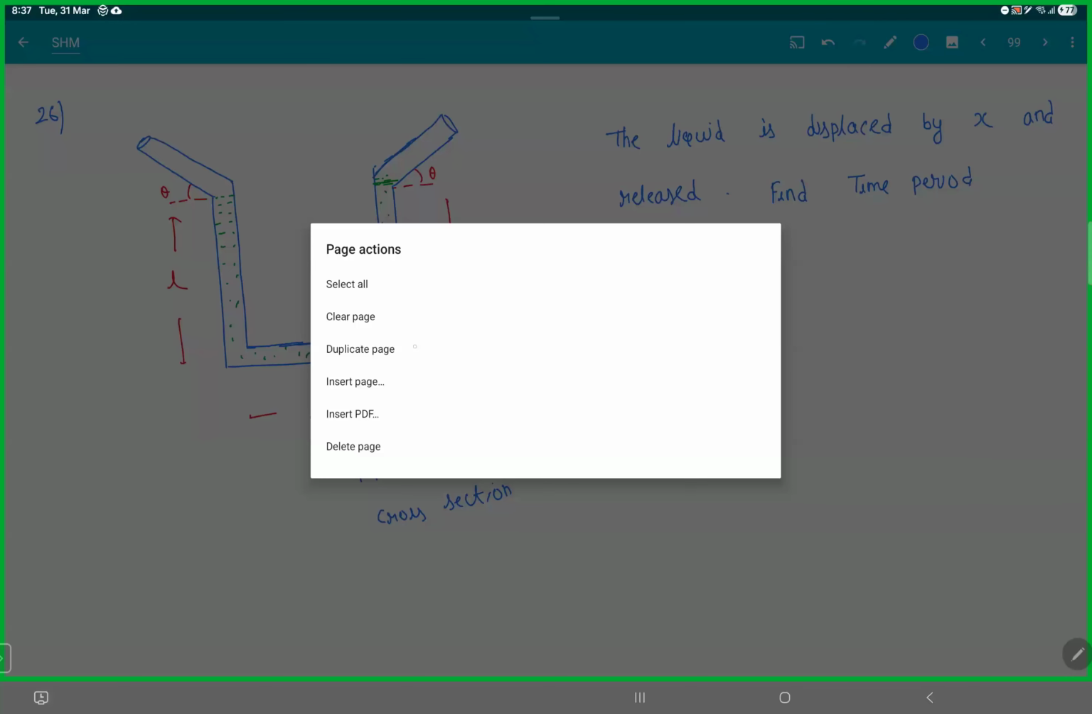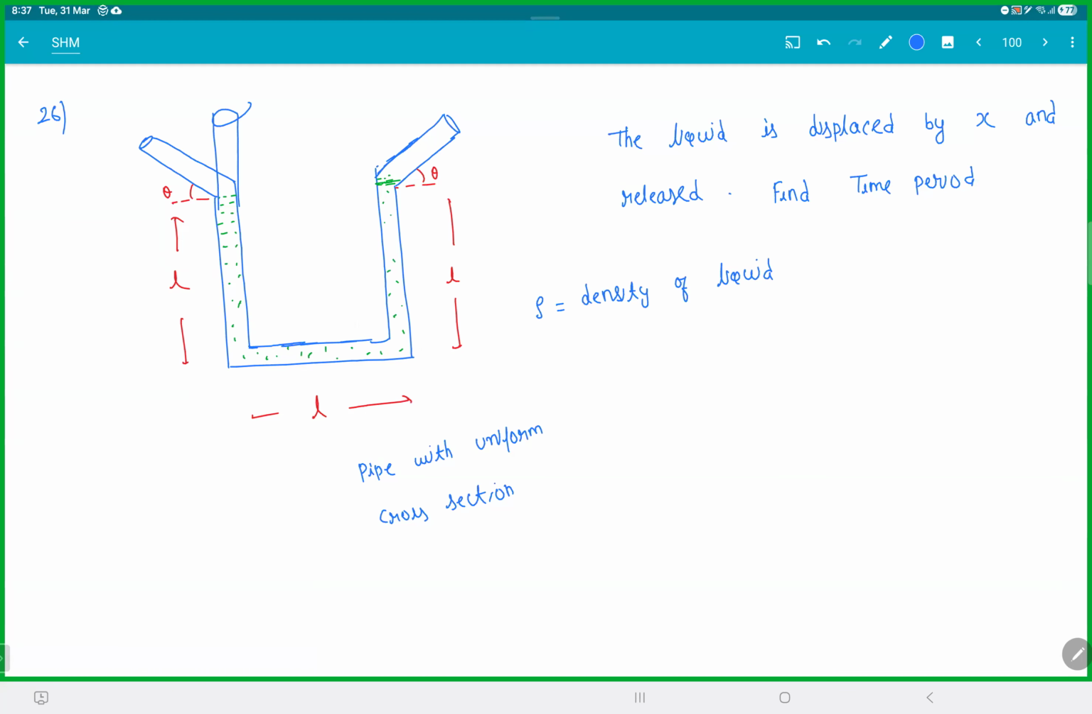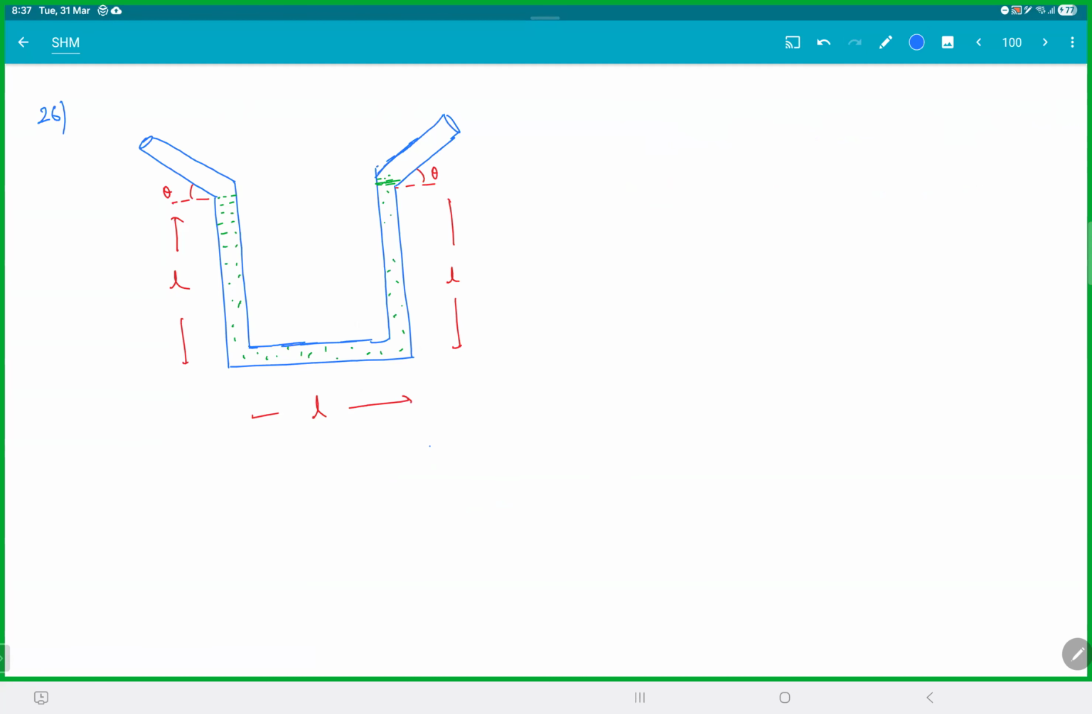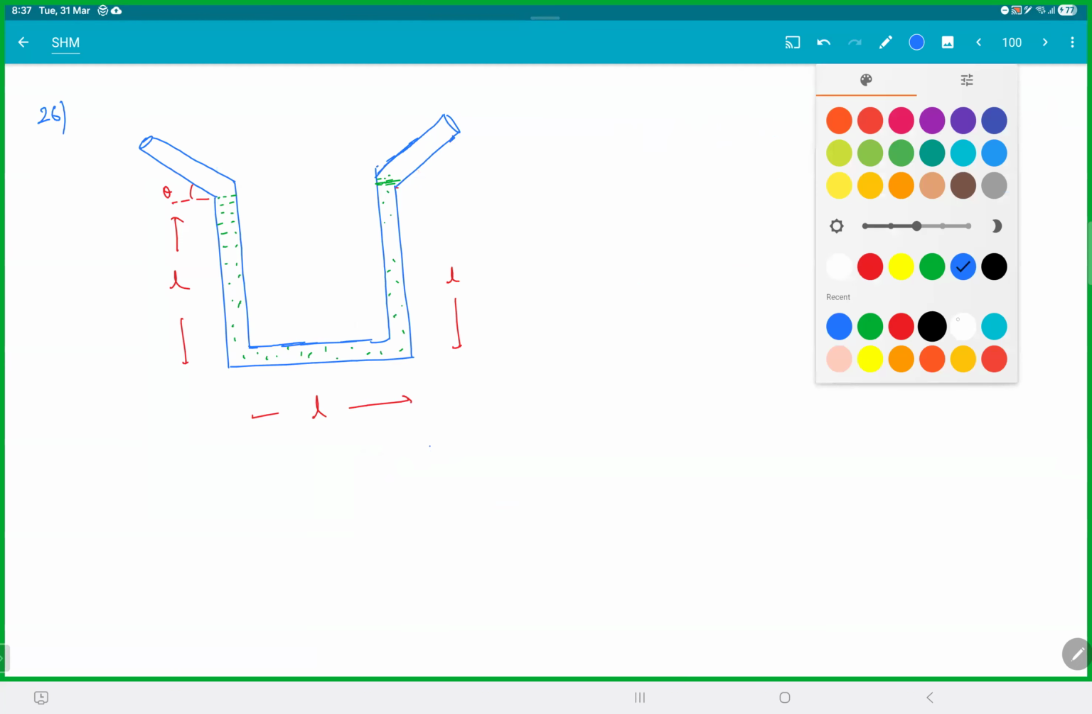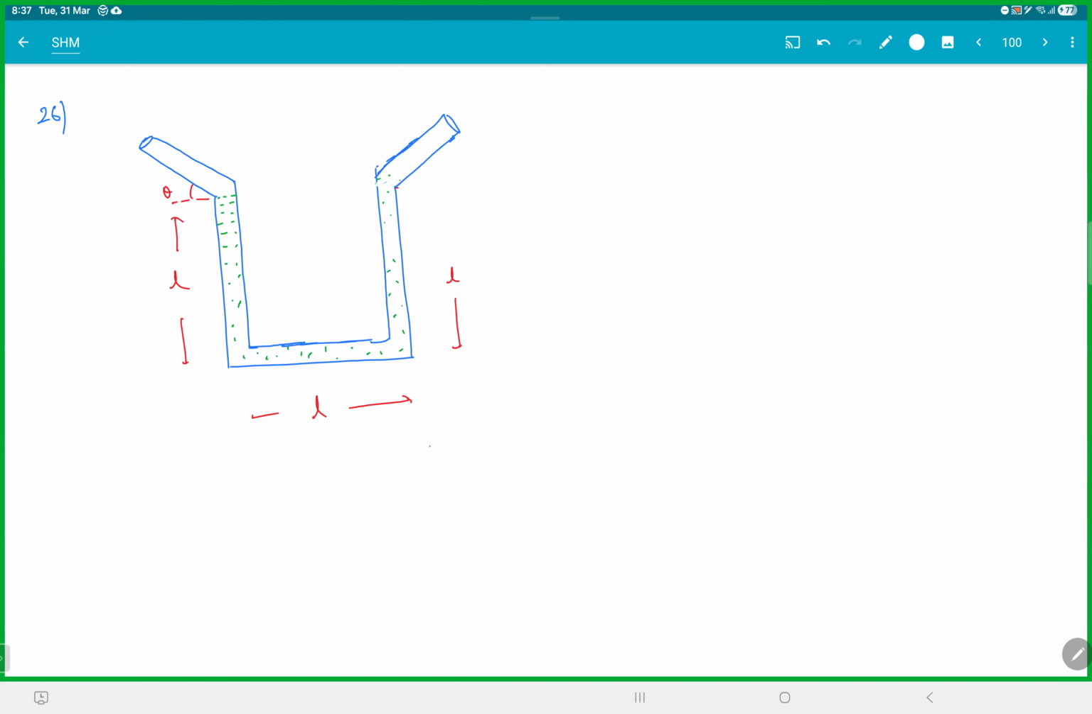The standard question was this, in a standard question, this pipe used to be vertical. That's a standard mains level question. So I just modified it a bit. So what happens here? If you displace the liquid here by x, let's say you displace the liquid here by x. I'll just shade it here. So you pushed it this side by x.